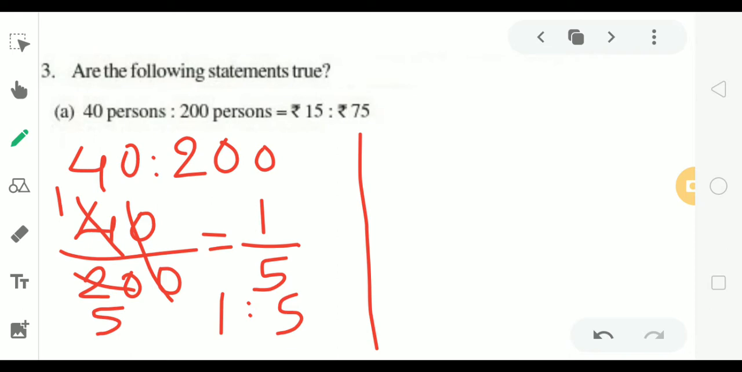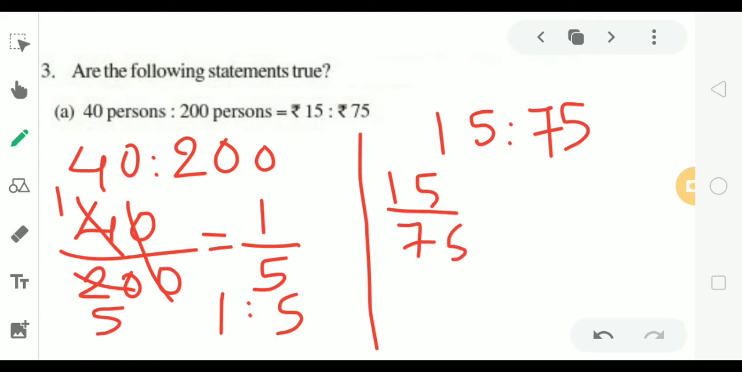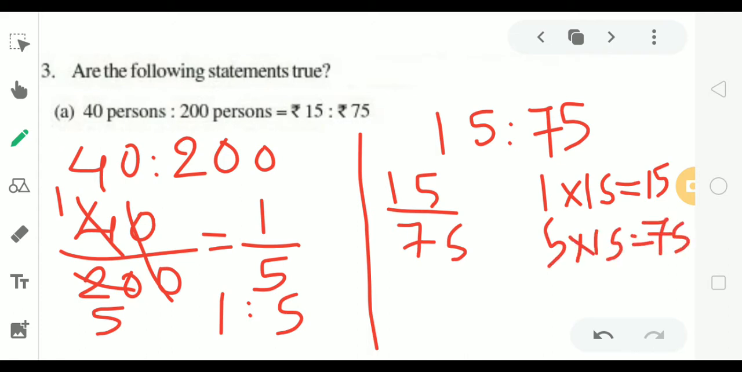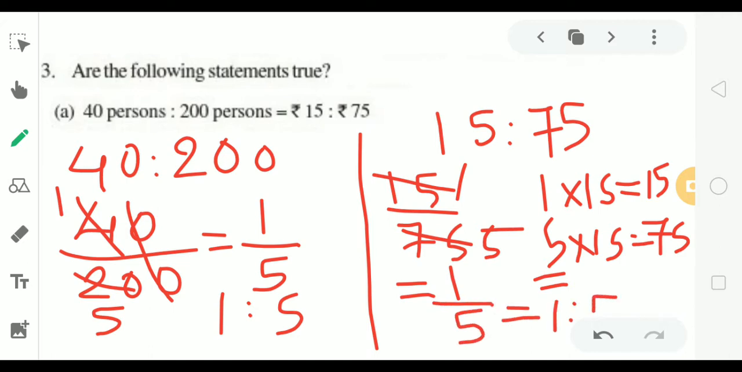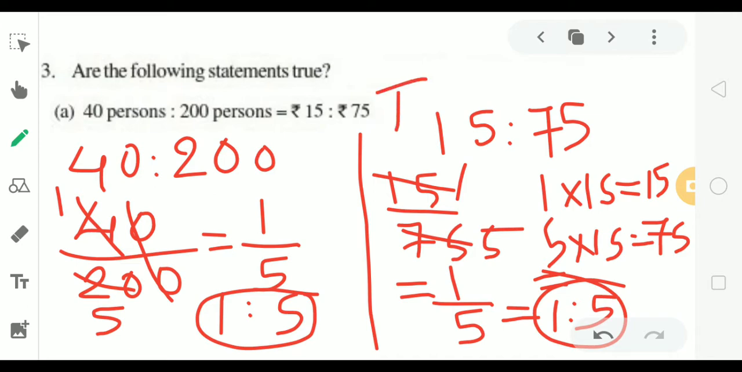Now let us take the second ratio, that is 15 is to 75. That is 15 upon 75. 15 table, 1 time 15 is 15 and 5 times 15 is 75. So we get 1 over 5, which is the same as 1 is to 5. Now we see that the simplest forms of both the ratios are the same. That means it is a true statement. You understand? Let's do the next one.